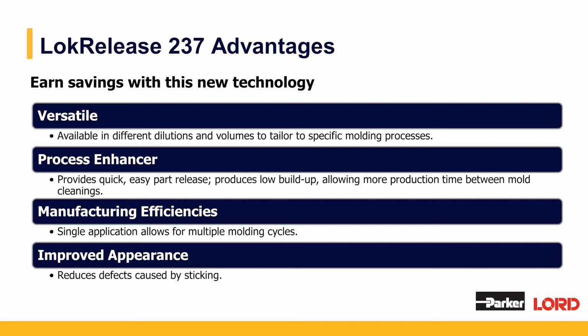It is designed as a low build coating that resists mold fouling, increasing customer production volumes between necessary mold cleaning cycles. Lock Release 237 is designed to be a durable mold release that is easy to apply, has short cure times, and delivers multiple mold cycles from a single application. This product's robust nature results in decreased defects due to rubber stick.